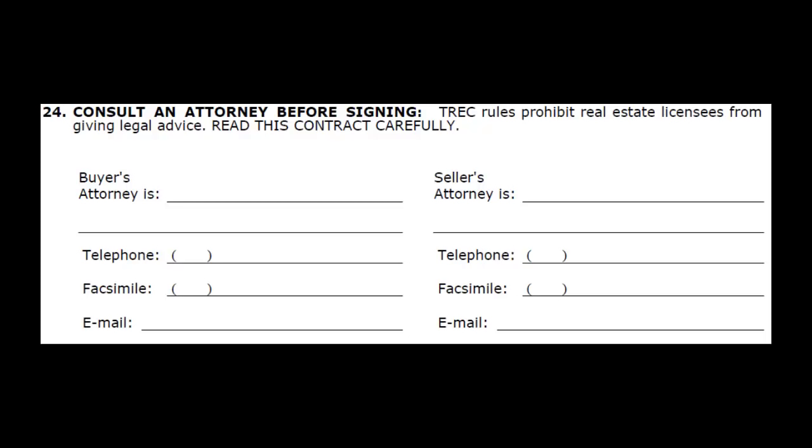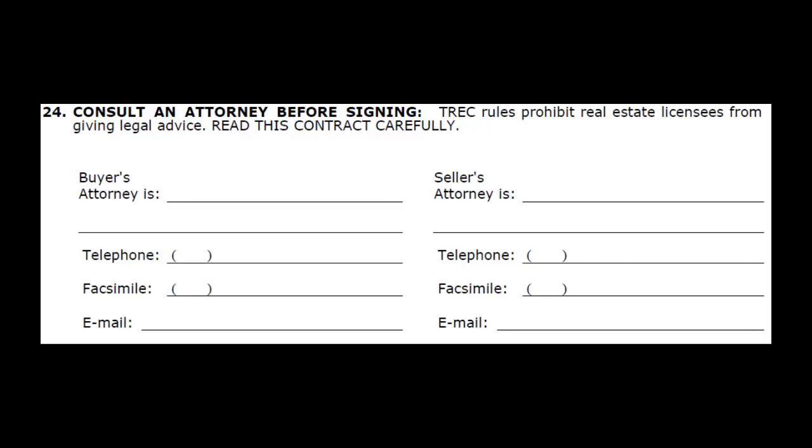Paragraph 24, consult an attorney before signing. The contract here reminds you that TREC prohibits real estate licensees from giving legal advice. I would take it a step further and say, just don't get any legal advice from anybody except a licensed attorney, not just a realtor. And then it reminds you to read this contract carefully. So here's what you need to do. You need to read the entire contract so that you can get to paragraph 24 and read the sentence that tells you to read the contract carefully, so that you can know to read the contract carefully. It's kind of funny. Anyway, moving on.